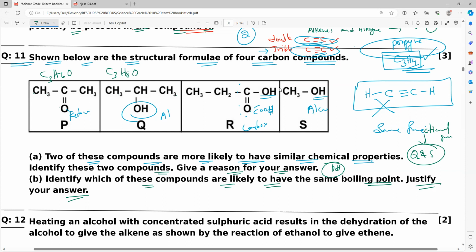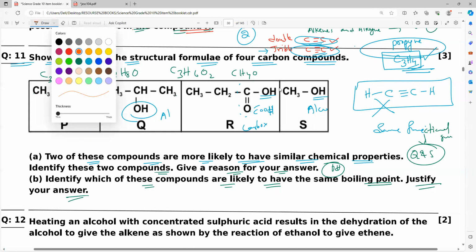Next. Here, 3 carbons. Hydrogens: 3 plus 2, 5, plus 1, 6. H6, and oxygens 2, O2. Next. Here, C single H4O. Now, by seeing it directly, I can say nowhere is the number of atoms equal.